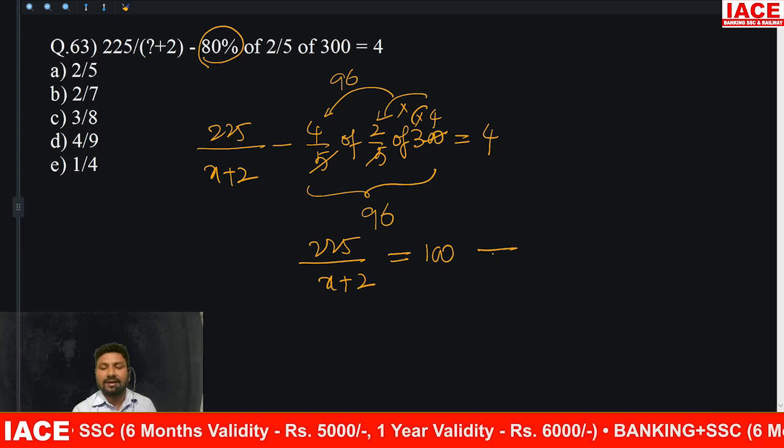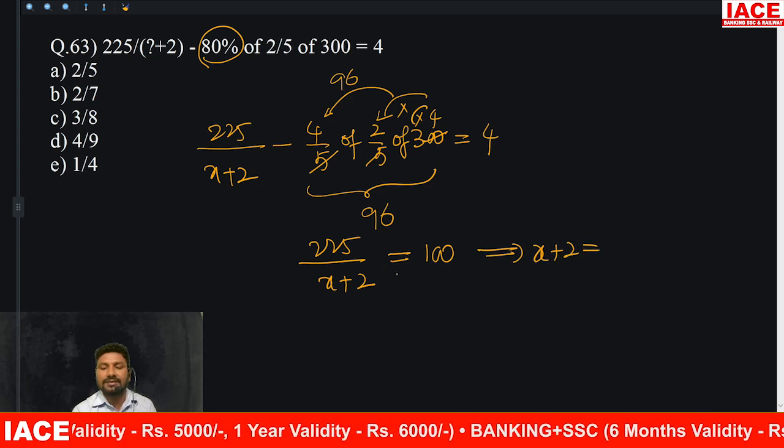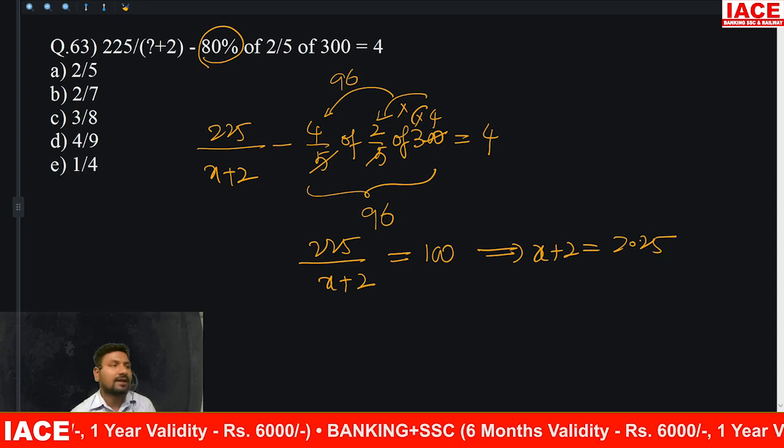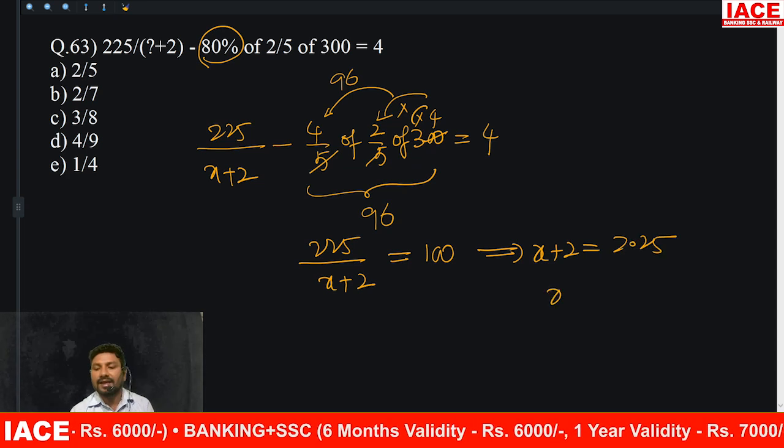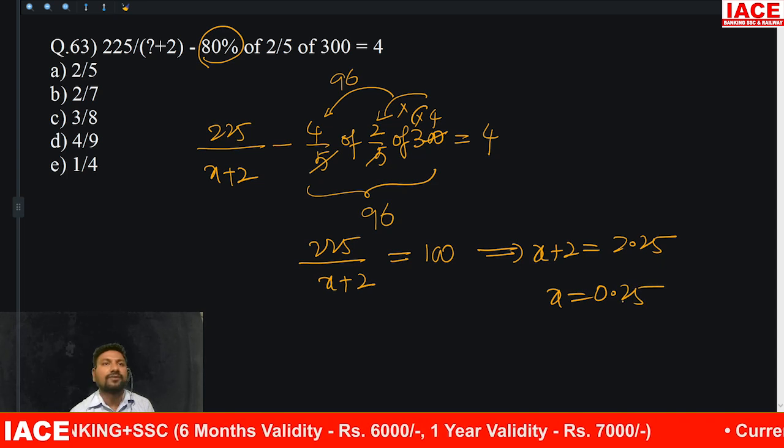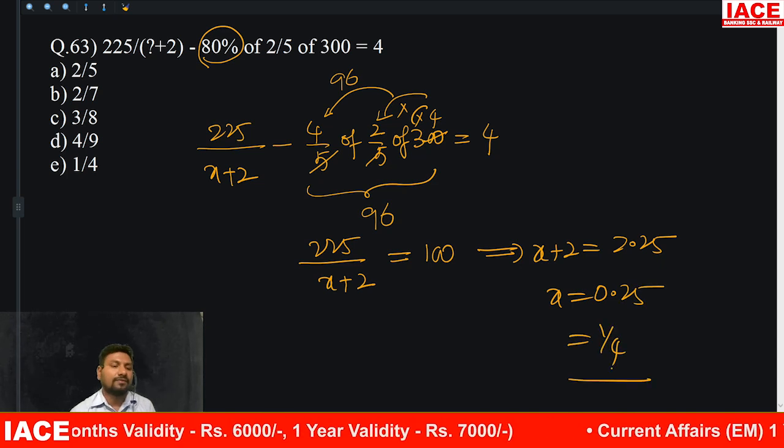Okay. Then x plus 2 equal to 2.25. X plus 2 equal to 2.25. Then x equal to what is the answer? 0.25. 0.25 you can write what is the value? 1 by 4. Option E.